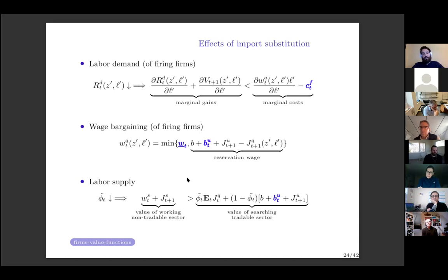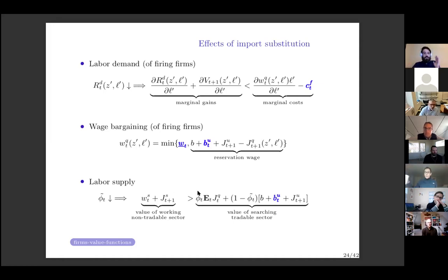At the same time, there is also an effect through the labor supply decision. Because of import competition, wages might go down, so the value of working in the tradable sector might go down, making the value of working in the non-tradable sector higher. Therefore, in order to establish the equality in the labor supply condition, part of the unemployed workers have to flow into the pool of workers employed in the non-tradable sector, in order to make the pool of unemployed lower, therefore the job finding rate higher, re-establishing this equality.